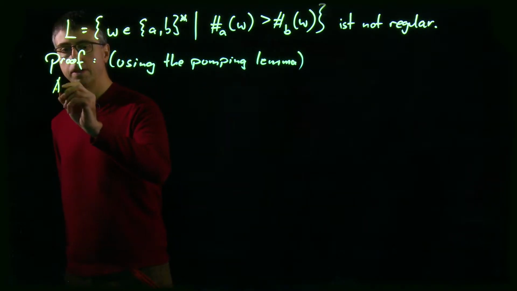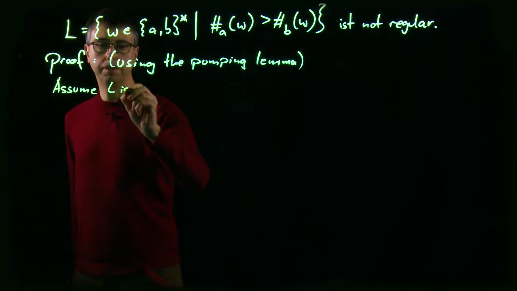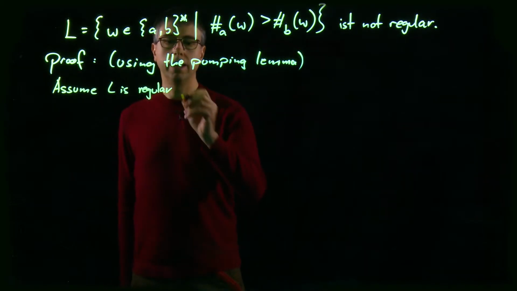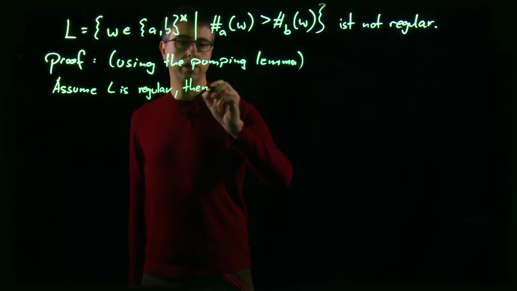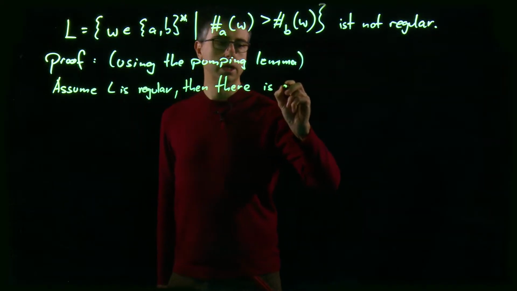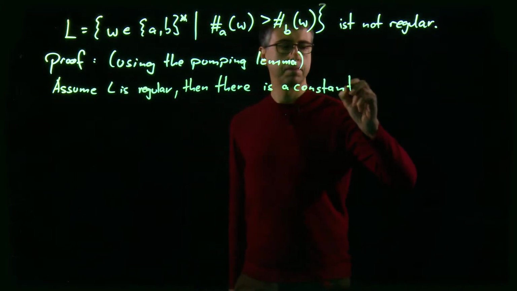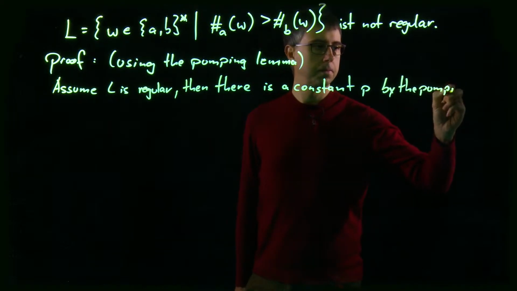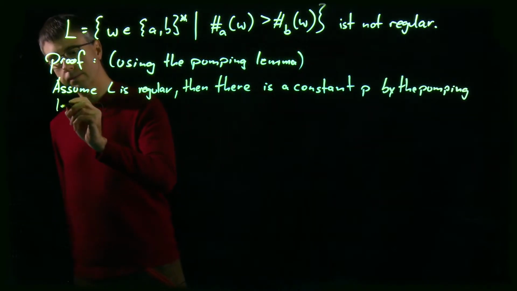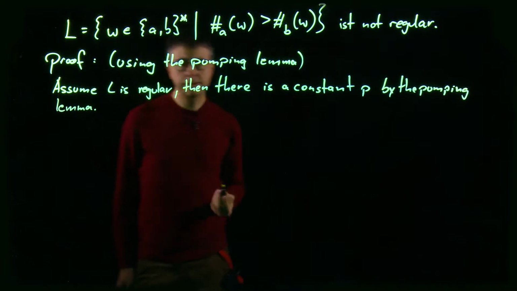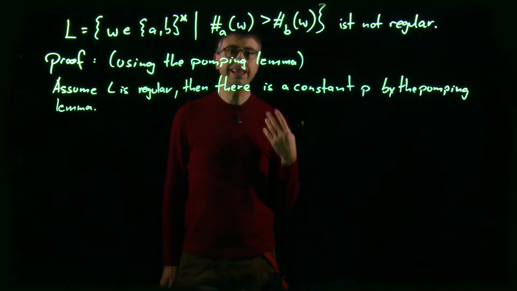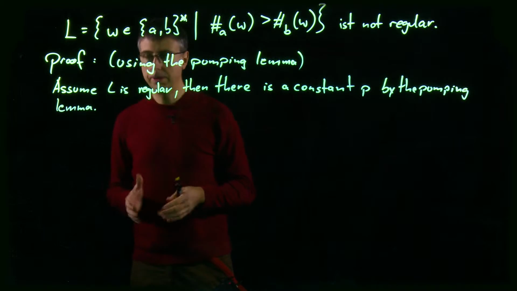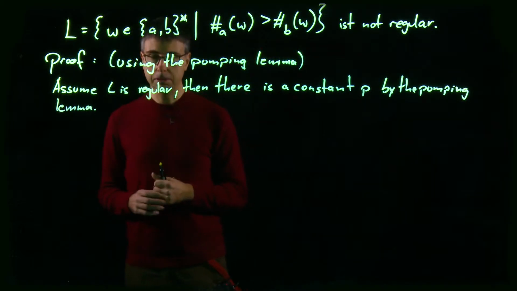We assume L is regular. If L is regular, then by the pumping lemma there must be a constant P. And the idea is that for every word that has at least P characters, it's possible to pump the word to make it bigger or to make it smaller.